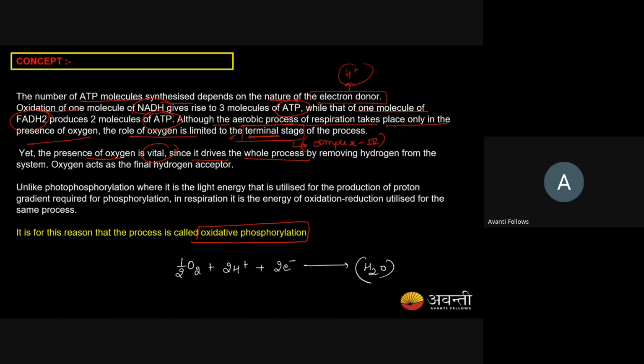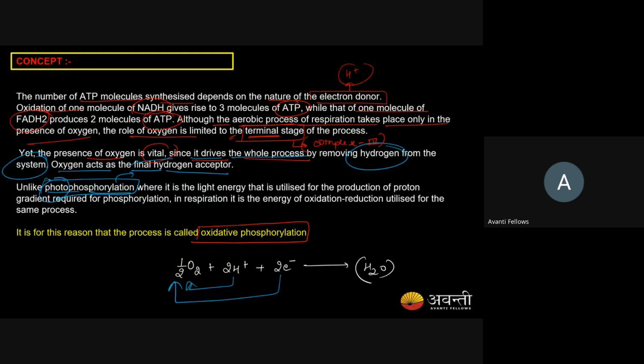They are saying the presence of oxygen is vital since it drives the whole process by removing hydrogen from the system. Oxygen is removing hydrogens from the system. At the same time, oxygen acts as the final hydrogen acceptor as well as the final electron acceptor. Unlike photophosphorylation, we will study photophosphorylation in the next chapter, photosynthesis in higher plants. We'll study non-cyclic photophosphorylation and cyclic photophosphorylation.